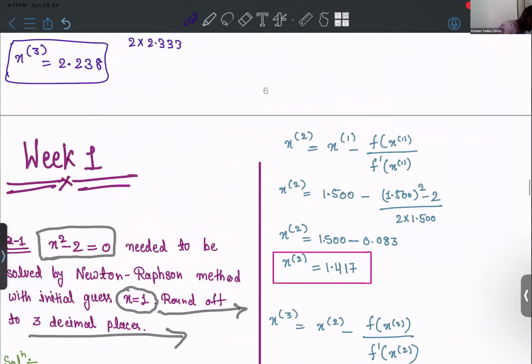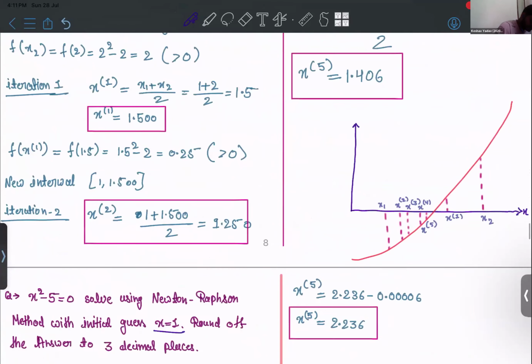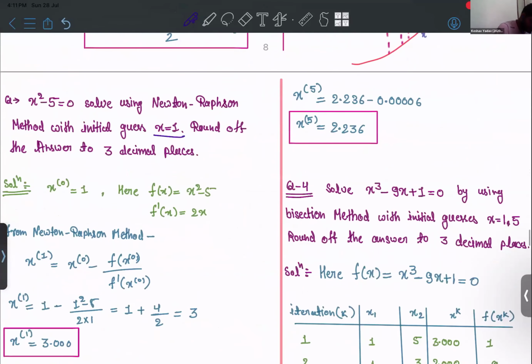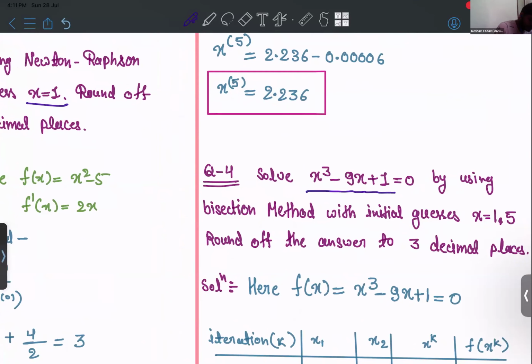So one more problem we want to solve now. This is the last problem for today. We need to solve x cube minus 9x plus 1 equal to 0 by using the bisection method with initial guesses 1 and 5. We want to make sure that we round off this solution to the third decimal place.